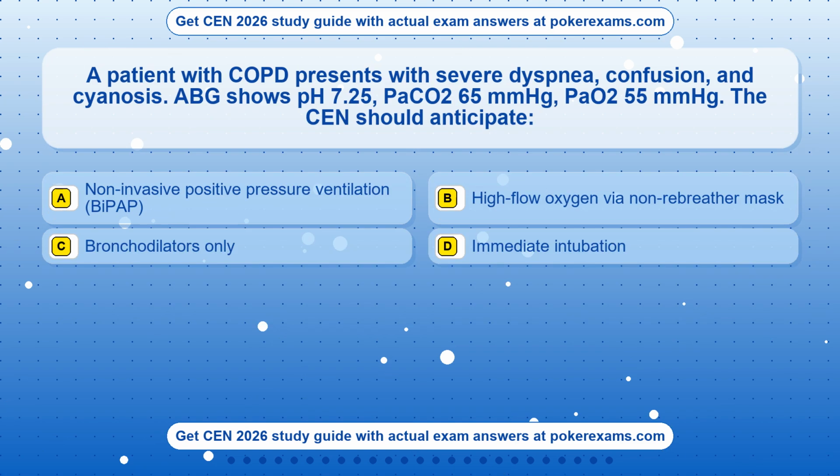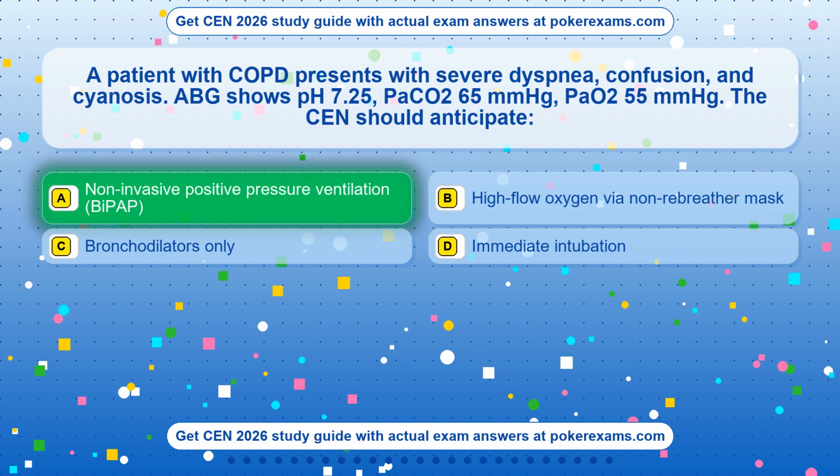Question 17. A patient with COPD presents with severe dyspnea, confusion, and cyanosis. ABG shows pH 7.25, PaCO2 65 mmHg, PaO2 55 mmHg. The CEN should anticipate: Option A, non-invasive positive pressure ventilation, BiPAP. Option B, high-flow oxygen via non-rebreather mask. Option C, bronchodilators only. Option D, immediate intubation. The correct answer is option A.